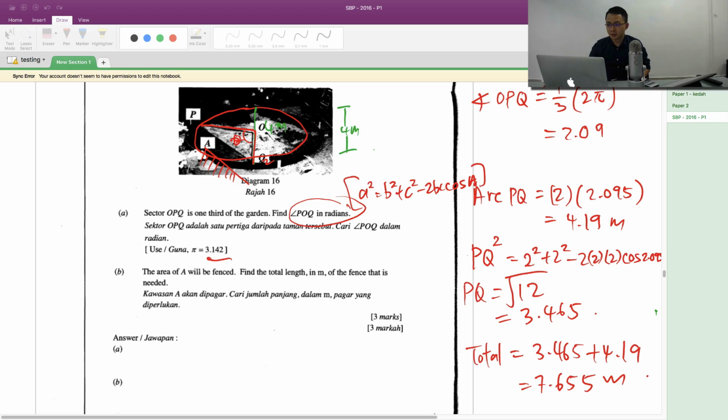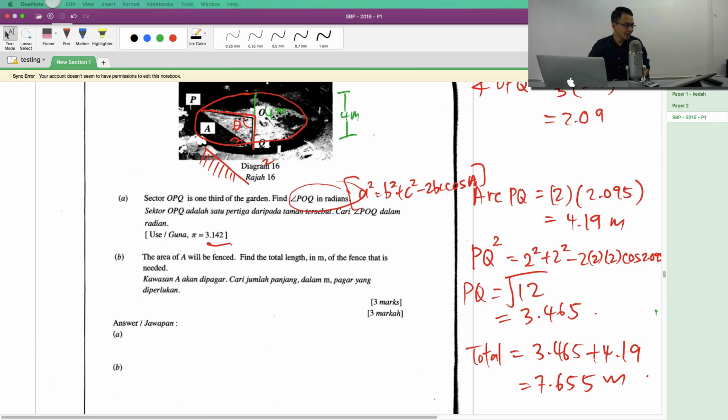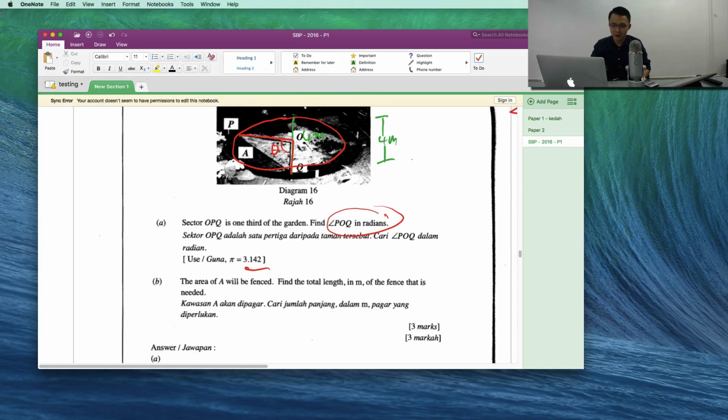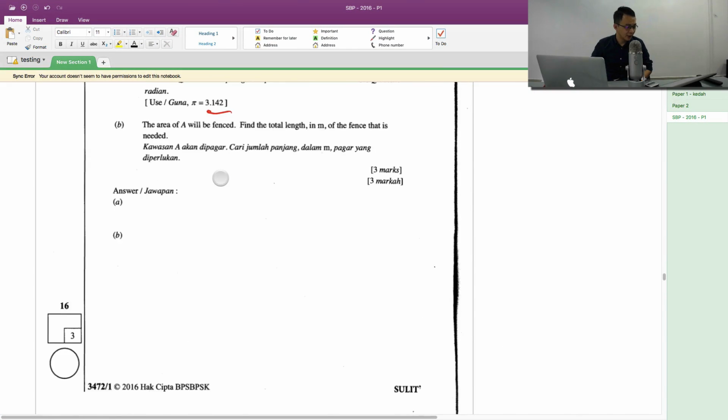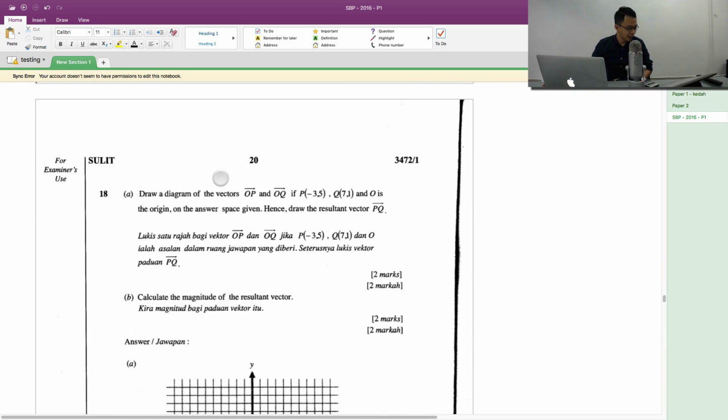Okay, so it's hanging again. I have to close and open it again. Okay, yes, so we will continue to question 18.